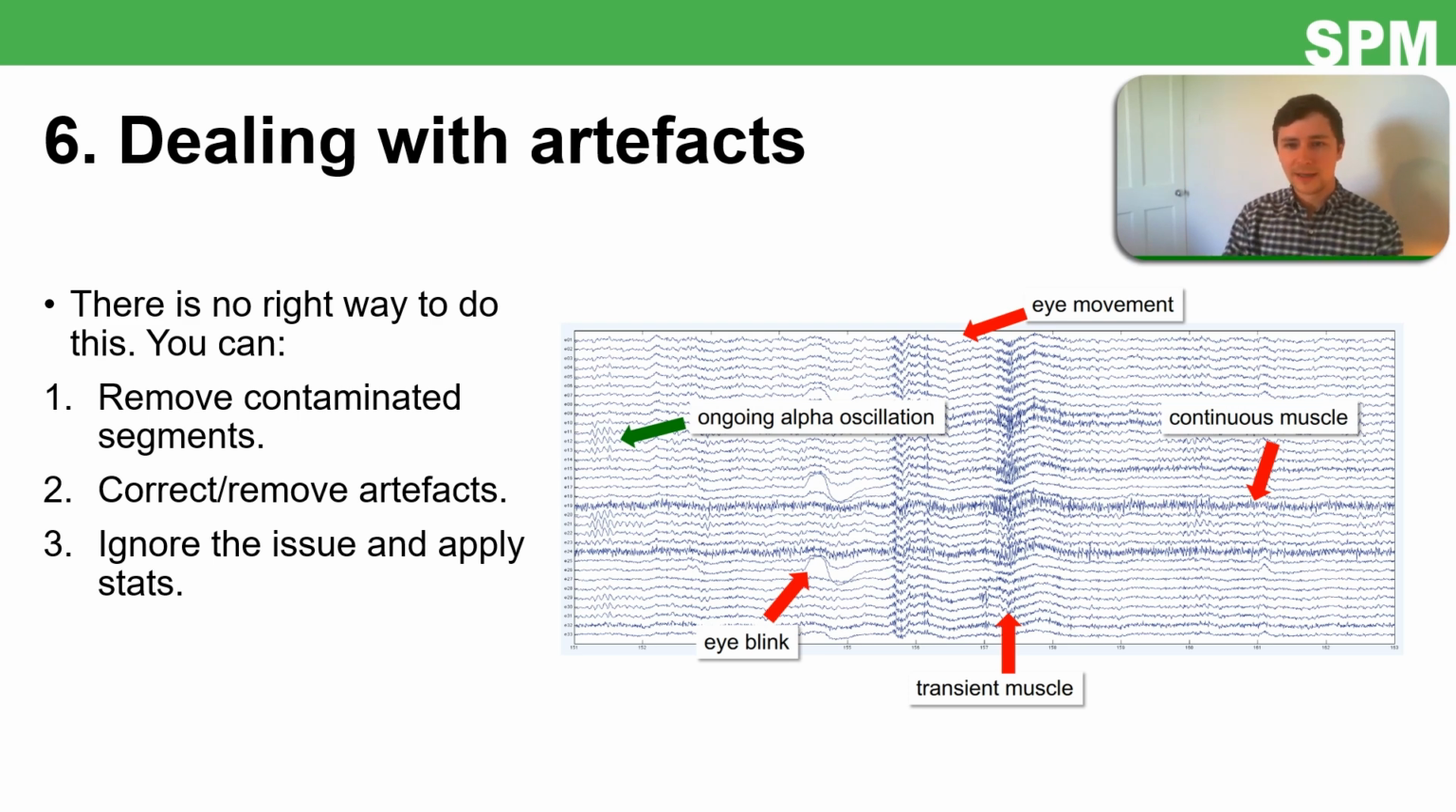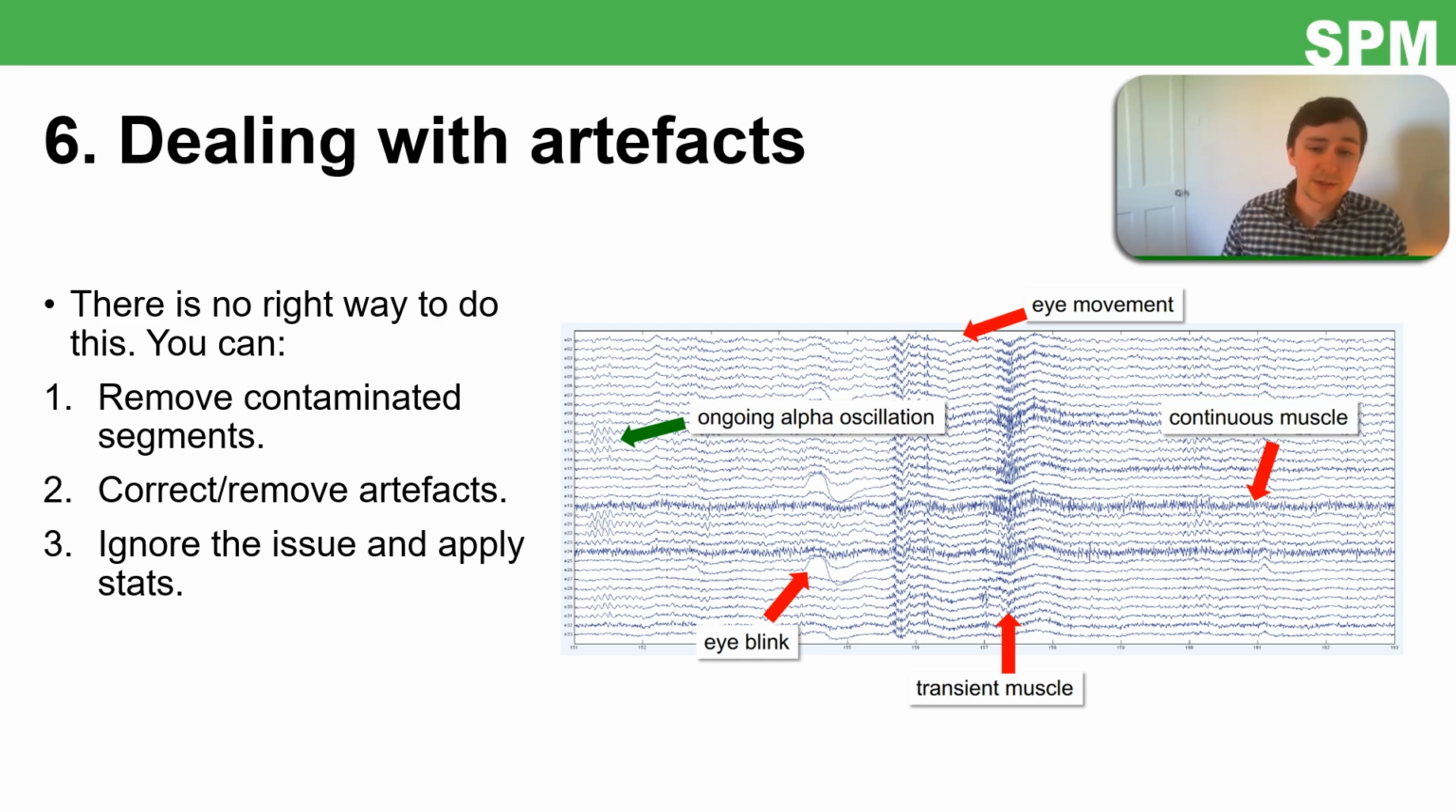So what can you do? There isn't a right way to do this. You can either try and remove all contaminated segments, so all time points or trials which contain an artifact, and then you might lose, I don't know, half your trials, or maybe you won't lose many at all. It really entirely depends on your paradigm. I say if you're not going to lose many at all, do this. If you're going to lose half, try something else. That something else is trying to correct or remove artifacts from your time series without removing whole time points. And to do that, you usually use some spatial information, which I'll talk about.